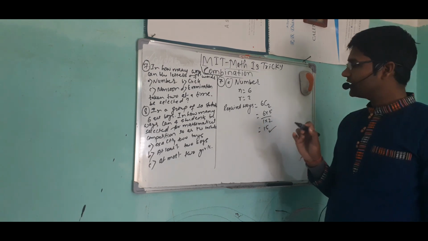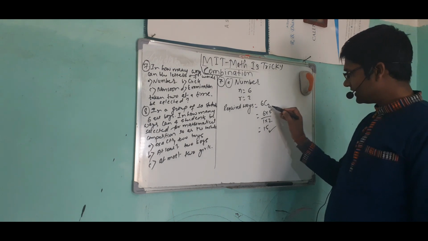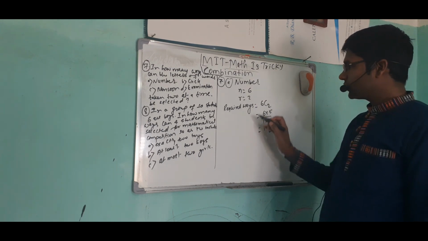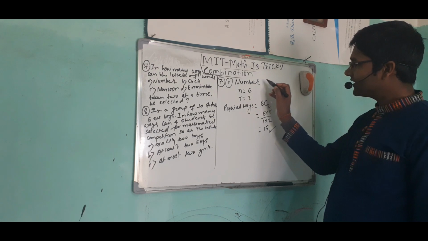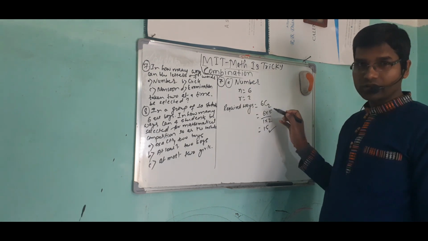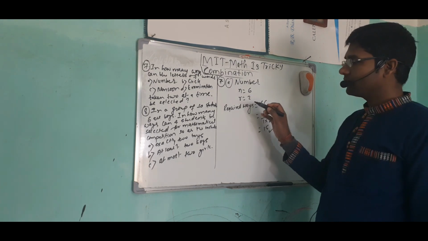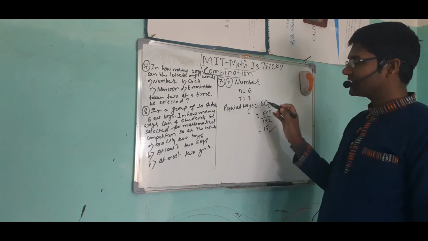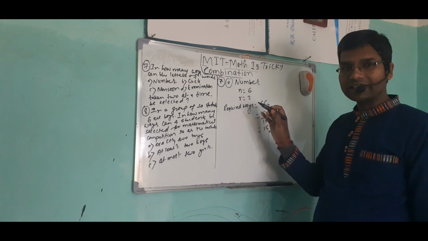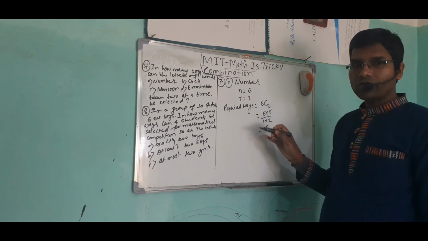Now be careful while using this nCr formula. As all the letters are here different, we can directly use the formula. But if the letters are not the same, if the letters are not distinct, in that case we have to follow another method.